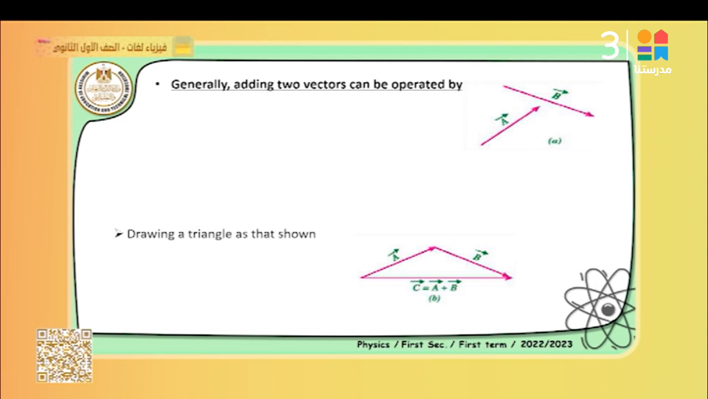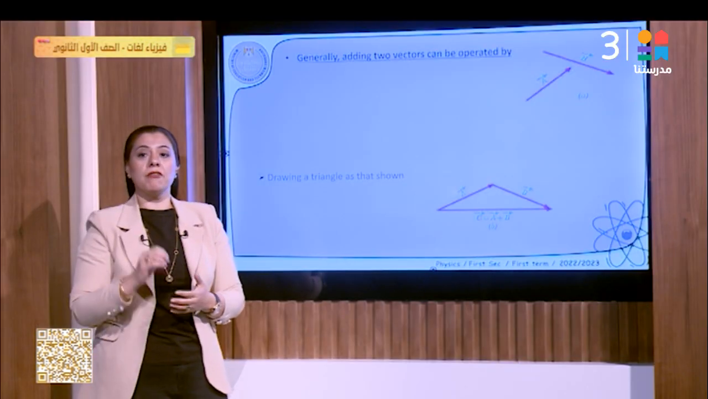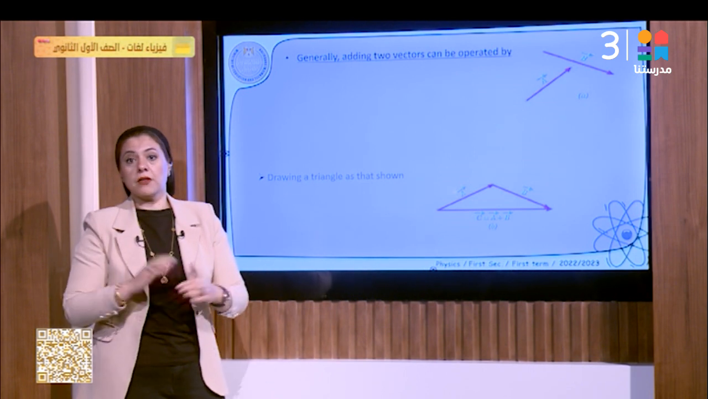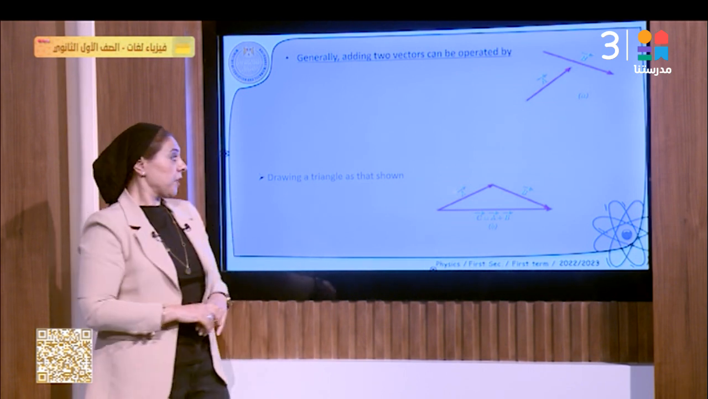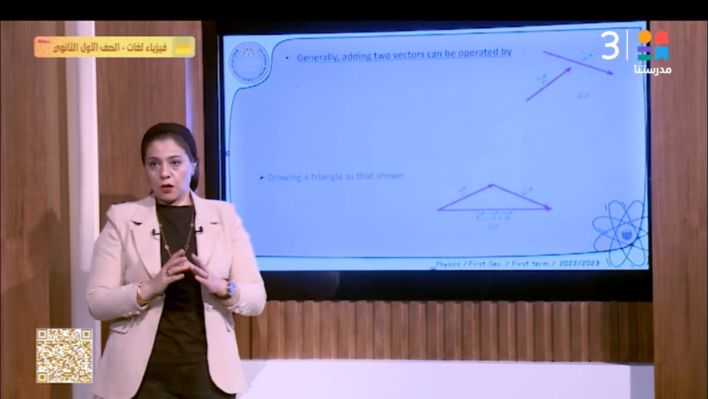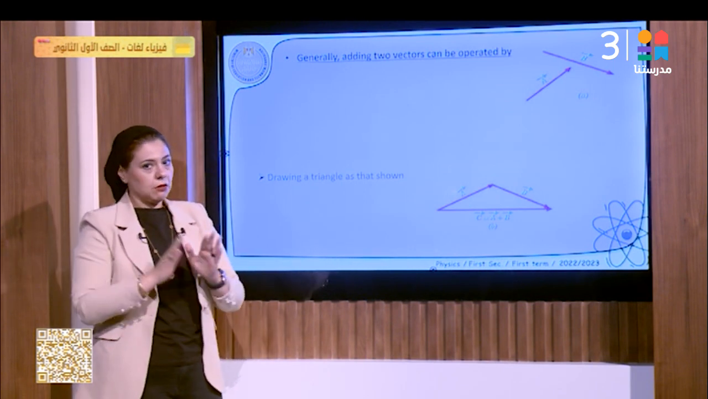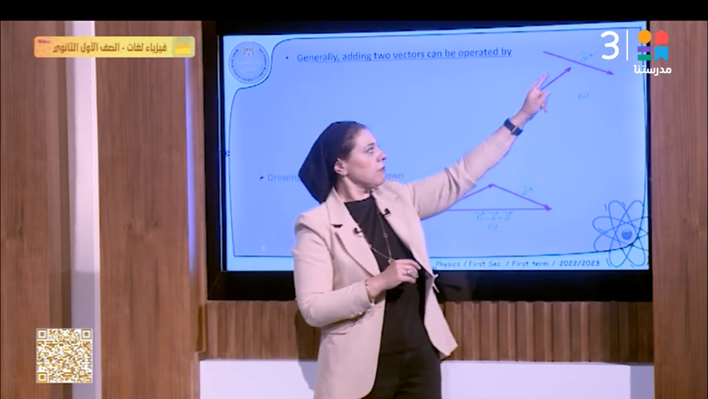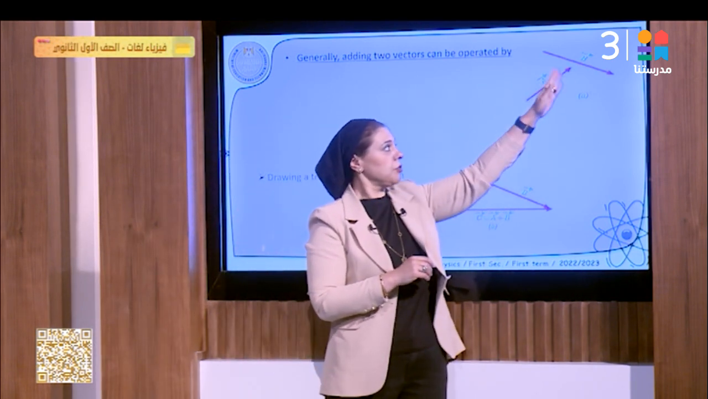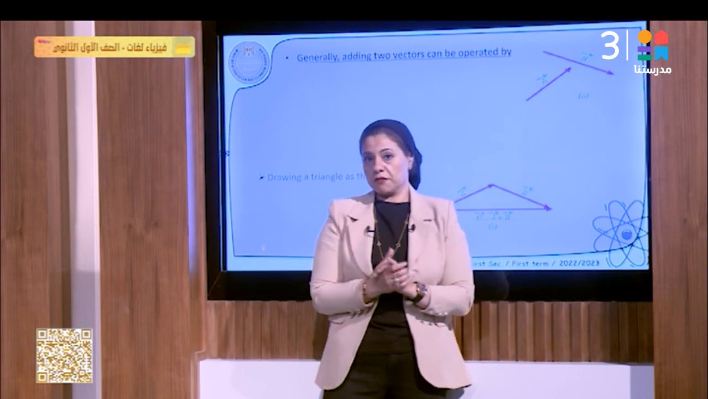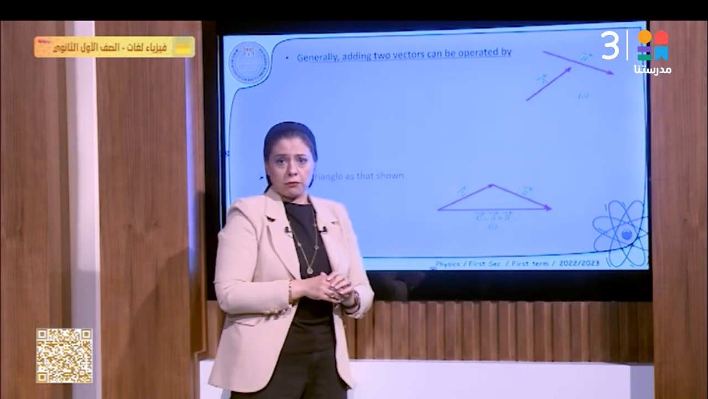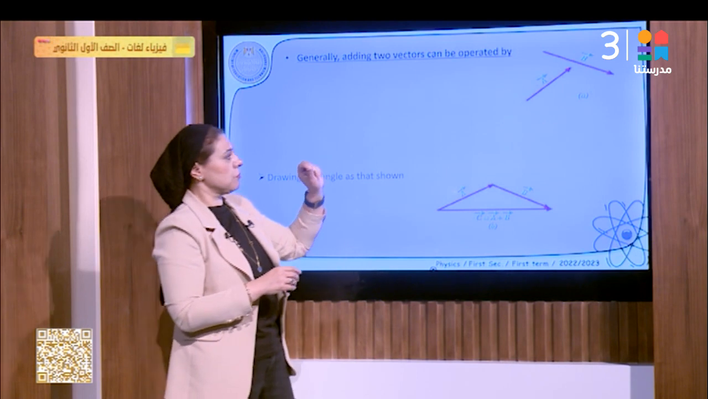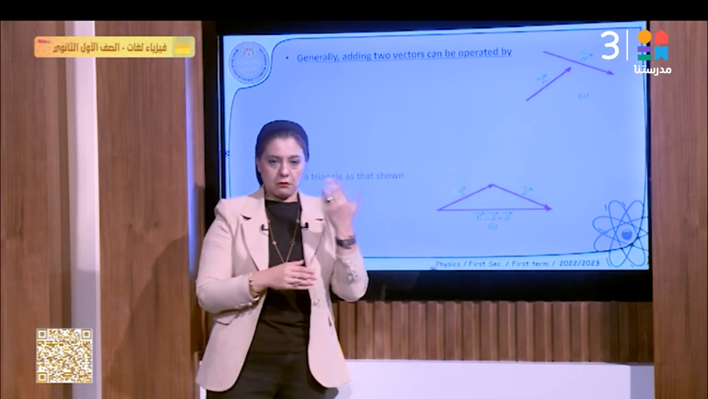Now, generally, adding two vectors can be operated by... To get the resultant, or just to add the vectors I have, how to find the resultant or the addition of vectors? We have two ways or two methods that we work with. If we have two vectors, just like A and B, they have a different direction. They are two, not in the same direction. It's okay, no problem. Now I'm not making a comparison between them to say whether they are equal or not.